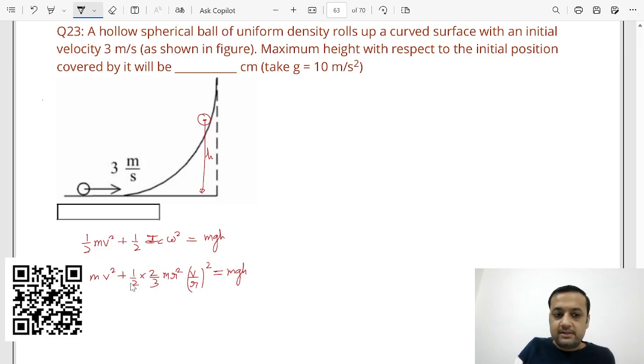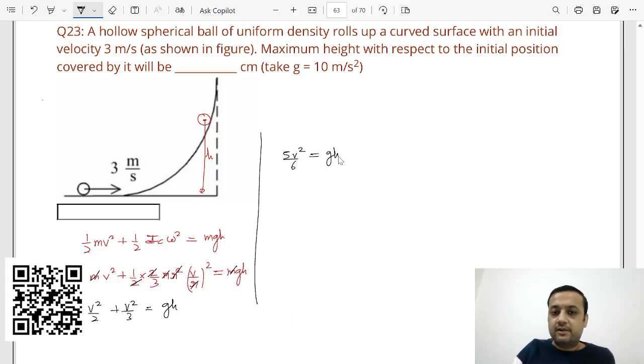Okay, now from here you can see this 2 and 2 will get cancelled. Okay, m and m will also get cancelled. We get v square by 2, and this r square and r also gets cancelled. Here we get v square by 3. That will be equal to g into h. Okay, so here we get 3 plus 2, 5 v square by 6. That will be equal to gravity into h.